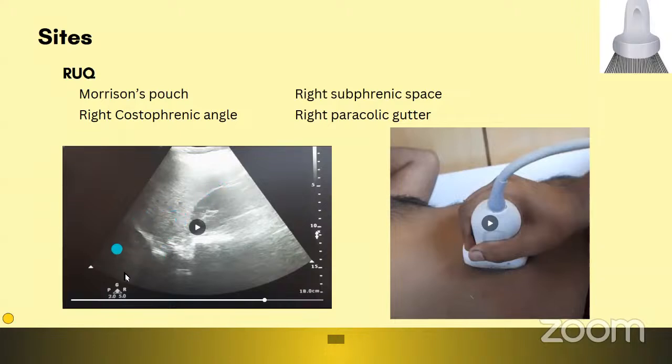So if there is free fluid accumulation in the peritoneal cavity, this might seep and get accumulated in between here. Okay. And we also have the right subphrenic space, which is between the diaphragm and the liver. And the right paracolic gutter, you need to go more caudally, which is towards the leg.